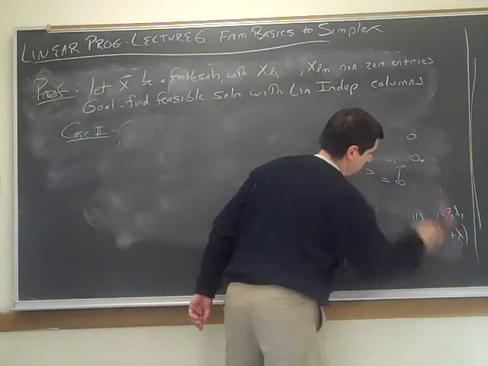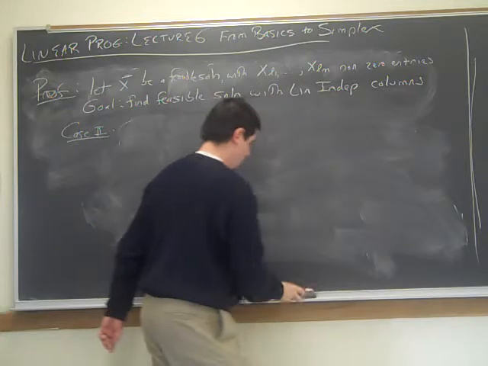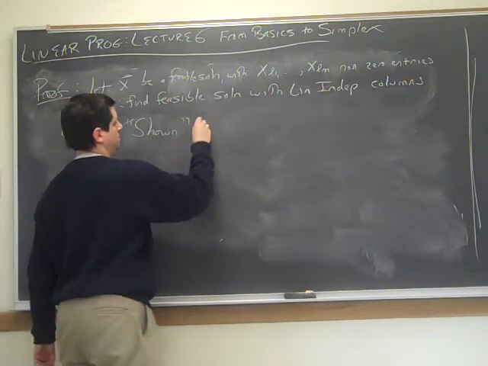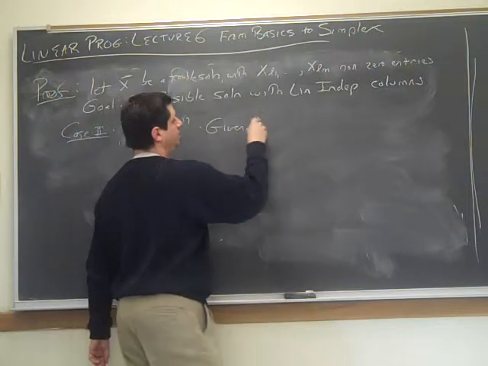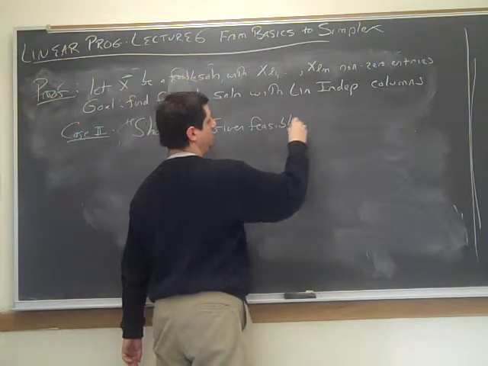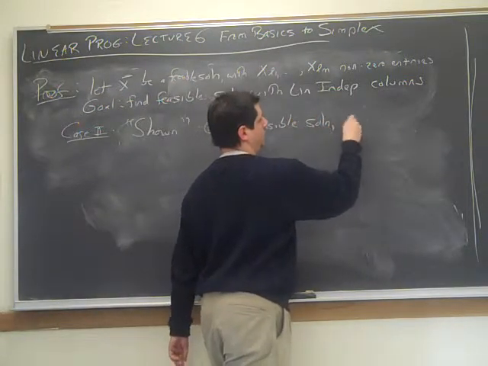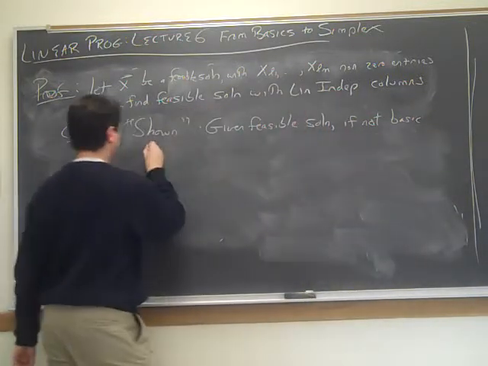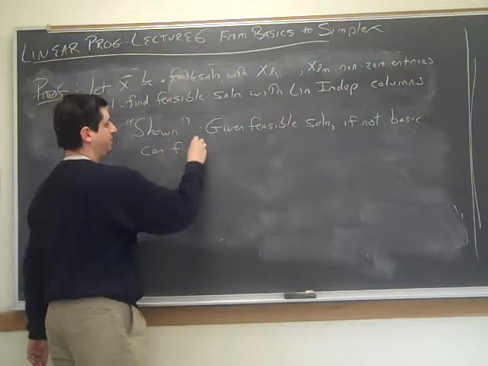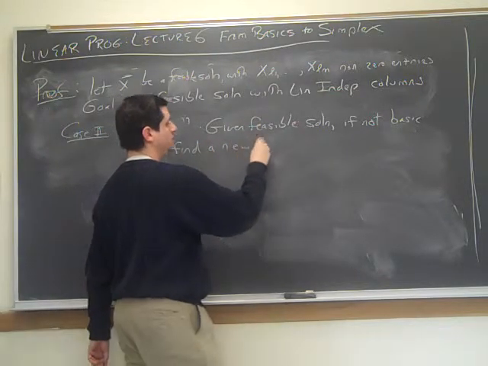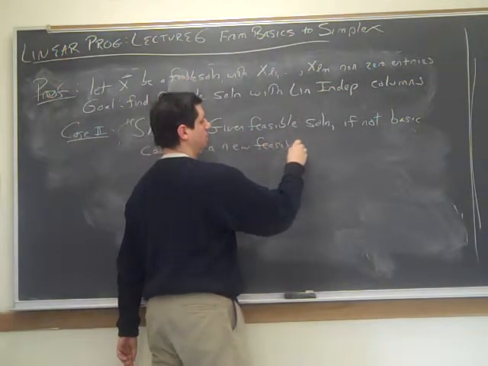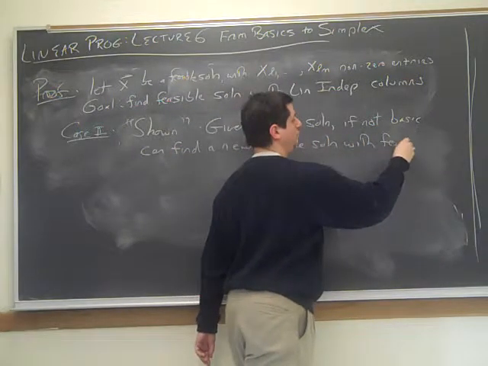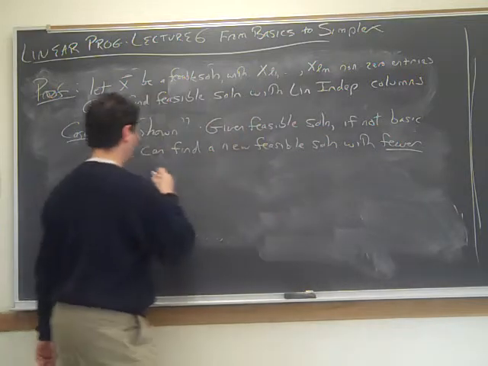So we've shown, given a feasible solution, if not basic, we can find a new feasible solution with fewer non-zero entries.